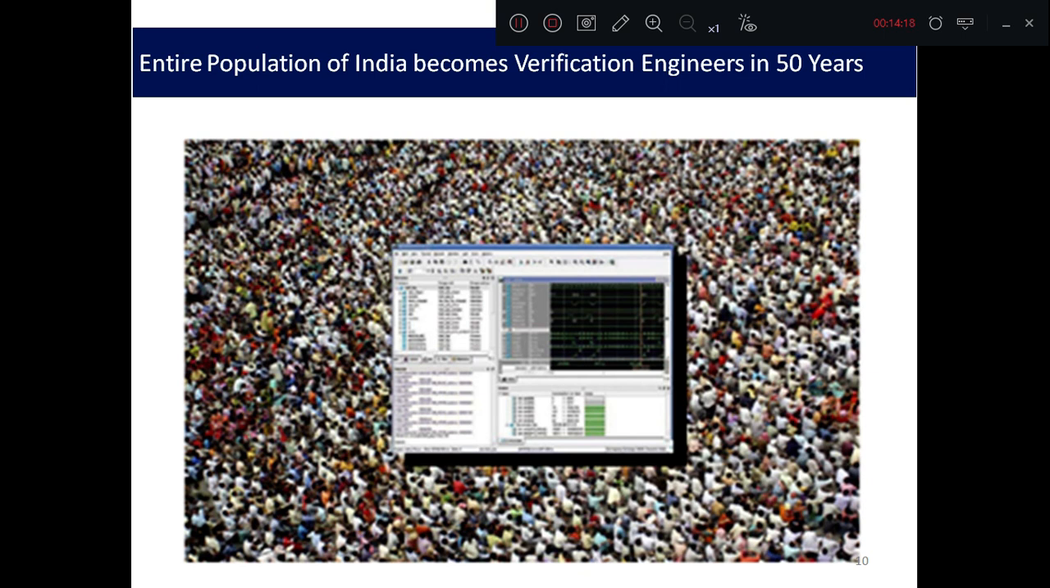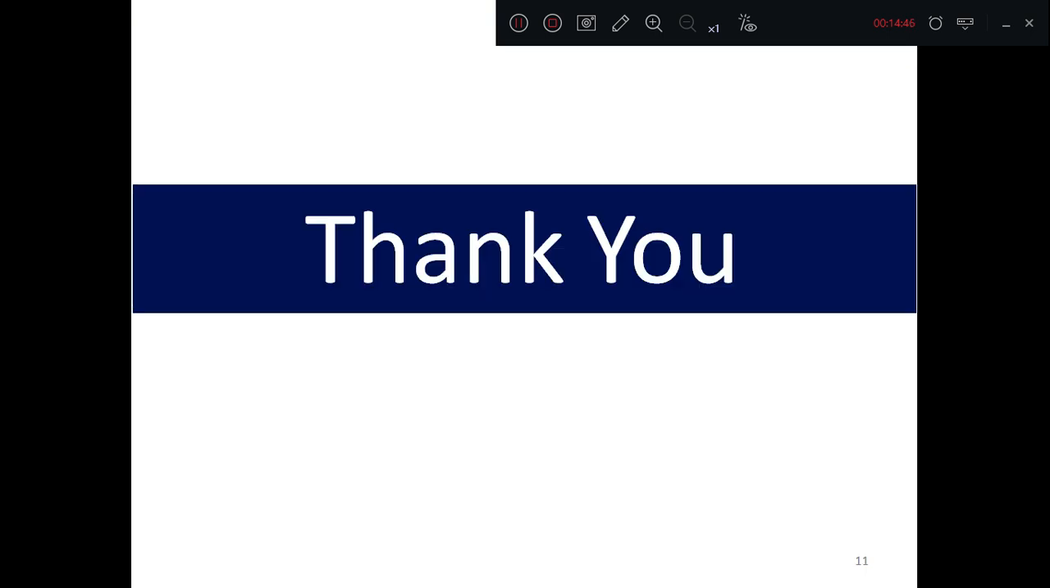Now, the entire population of India becomes verification engineers in 50 years. That is what is predicted in the literature. As per the literature available on the internet, this data is taken. Therefore, we have to study SystemVerilog, which is used for the verification of SoC. Thank you.